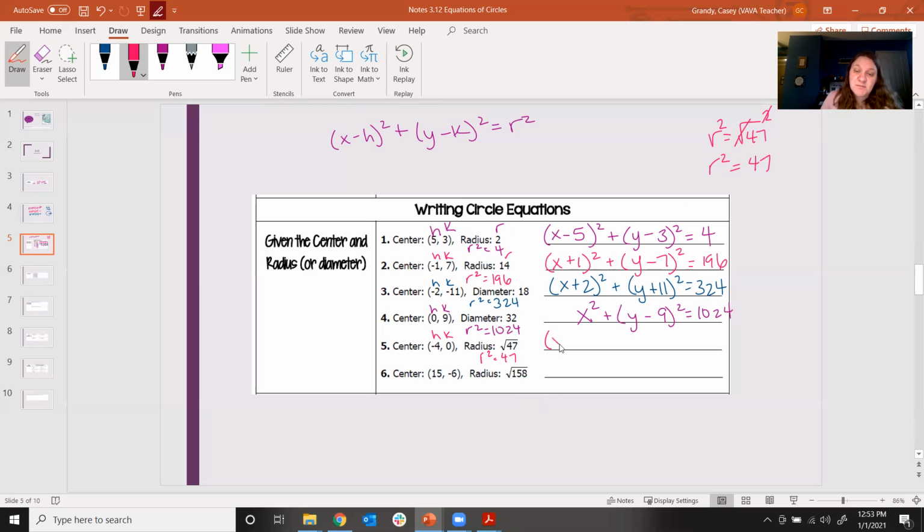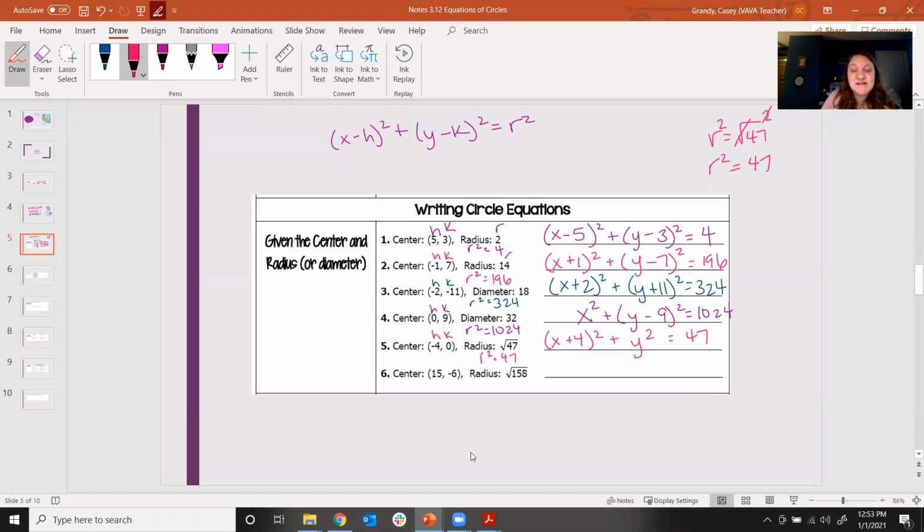So for my equation, I'm going to write X minus -4, which is really X plus 4, squared, plus Y minus 0. Well, Y minus 0 is just Y. This is Y squared. And R squared is 47.